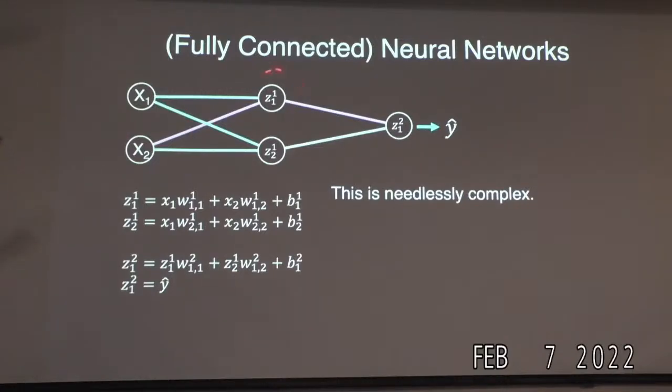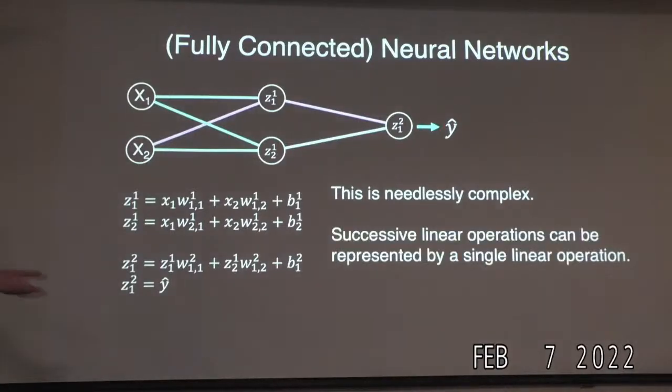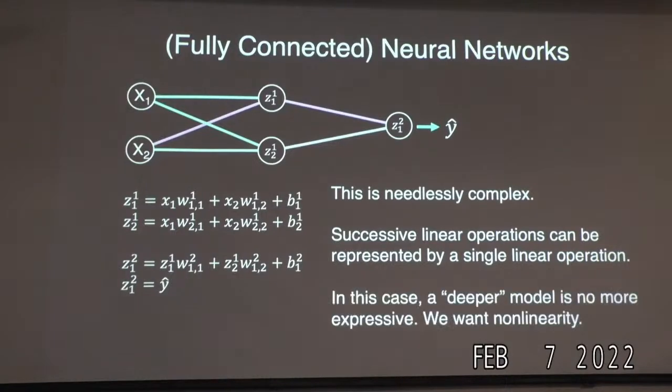The reason is this is a linear operation and this is a linear operation. Two successive linear operations can be represented by just a single linear operation. So in this case, making a deeper model, adding more layers to the model, doesn't help us at all. It doesn't make our model more expressive. And for that, we need nonlinearity incorporated in some way.